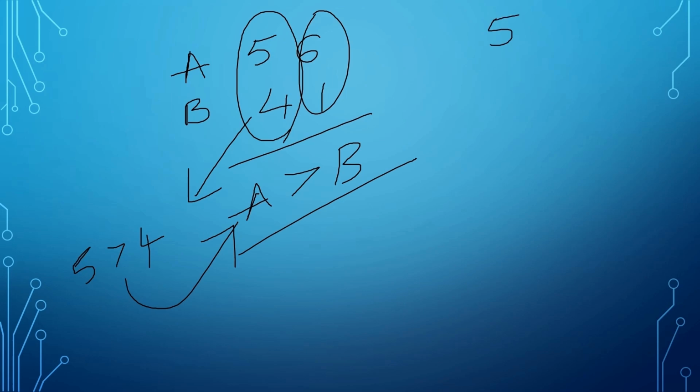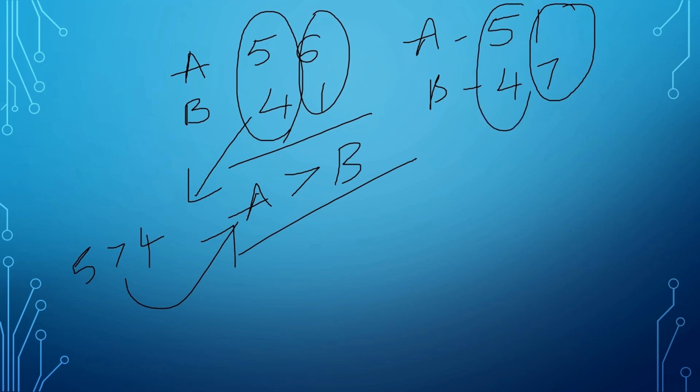Even in the case of A 51, B 47. Even though in ones place B is greater, we are seeing only tens place and we are saying A is greater than B. Of course, correct, right? Because 51 is always greater than 47.